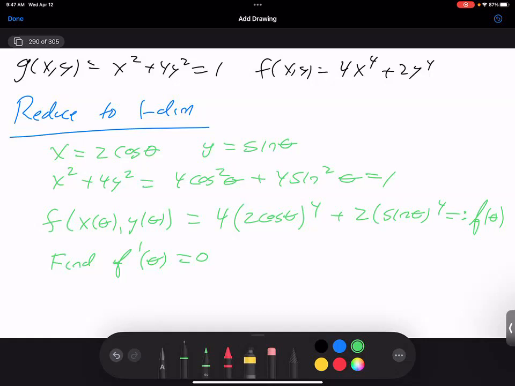Now, unfortunately, if I want to do this as a Calc 1 problem, I'm going to have some really nasty trig functions that arise. So as an aside, I'll make this extra credit. Solve using Calc 1.